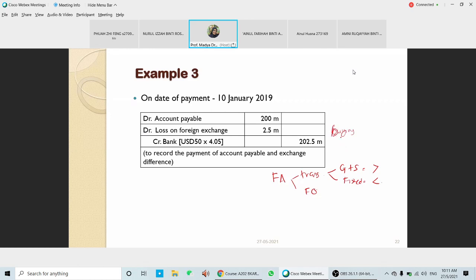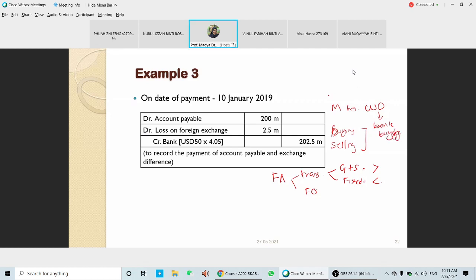transactions to Malaysian ringgit. So we are using either the buying or selling rate. Which one depends on the bank's perspective. Let's say a Malaysian company has USD. Okay, so now they want to sell the USD. So for the bank, the bank is in the position of buying. So we're going to use a buying rate.